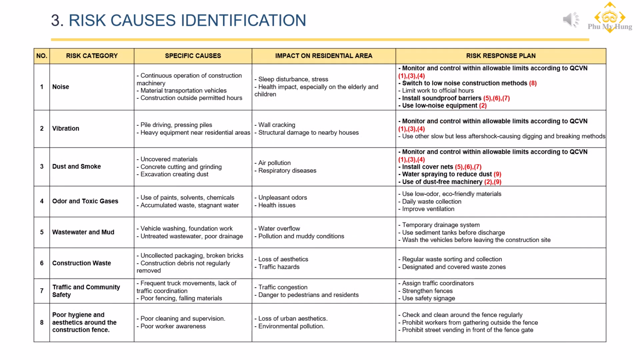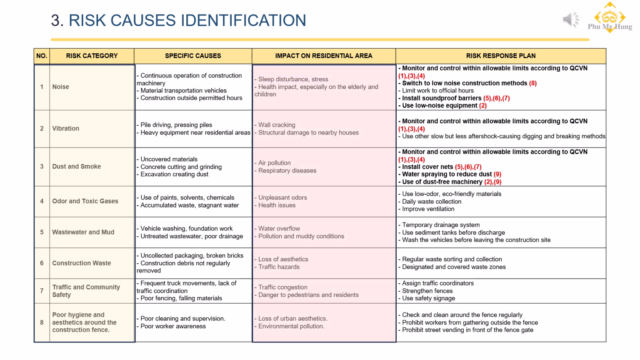When identifying potential risks, we categorize them into 8 key groups: noise, vibration, dust, odors, wastewater, construction waste, traffic safety and community interaction, and the cleanliness of areas surrounding the site. These risks, if not managed well, can directly affect the health, well-being, and overall quality of life of nearby residents, who are also valued customers of Fumaiham.